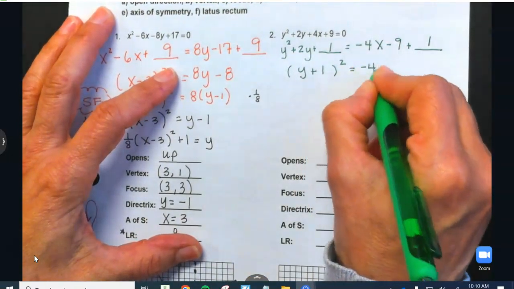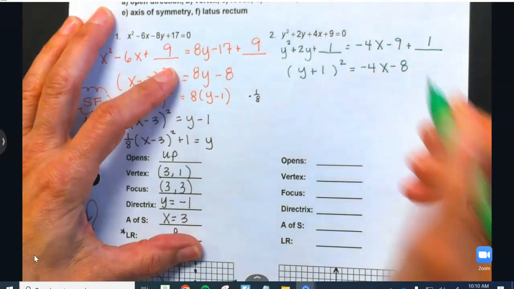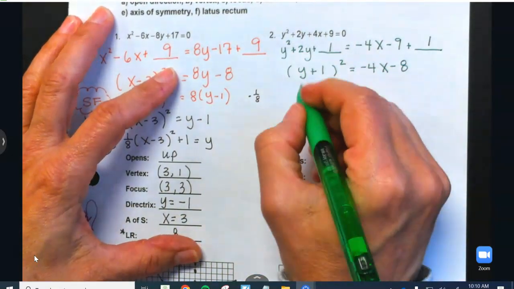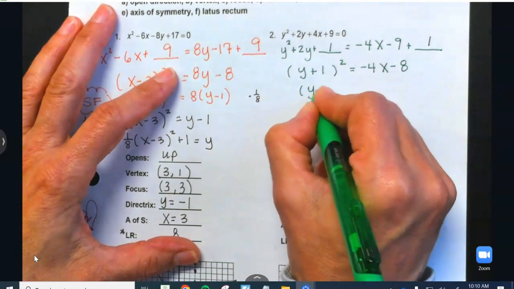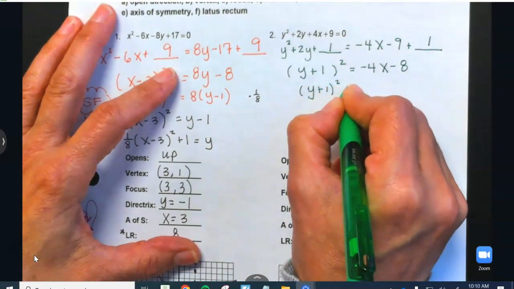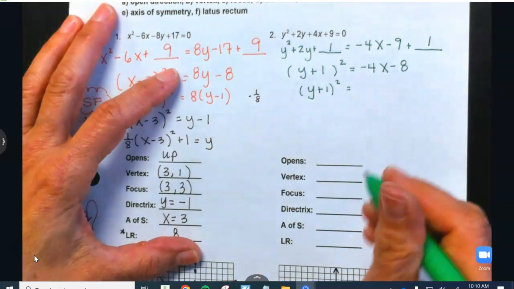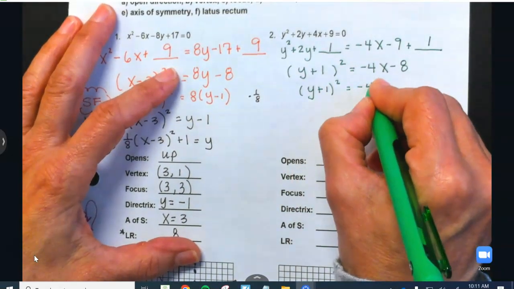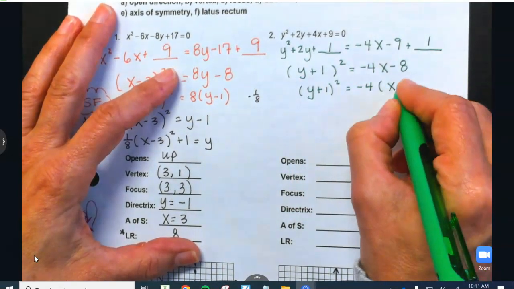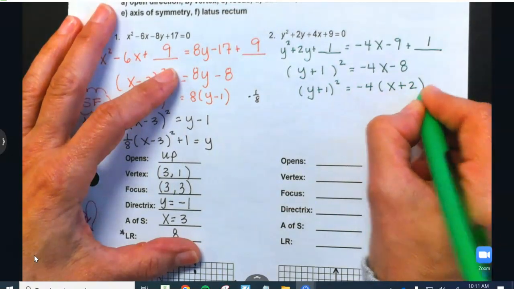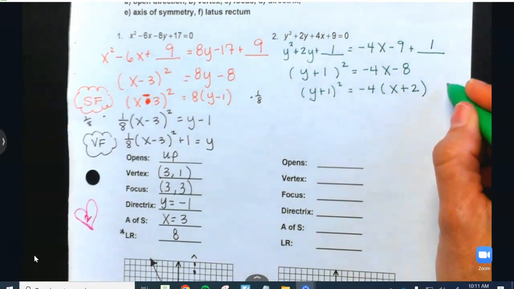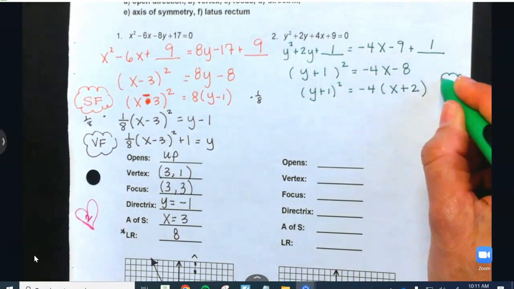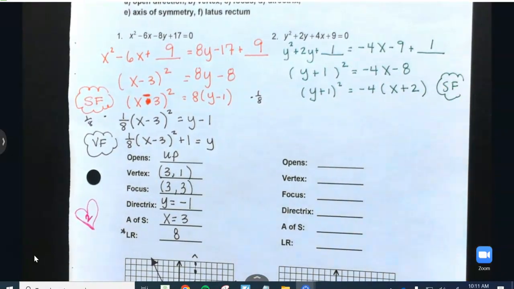All right, let's clean up the right side. It's going to be negative 4x minus 8. Remember, that is no form whatsoever. We're about to factor out that negative 4 on the other side. When you factor out a negative, don't forget to change the signs. Cool, that's standard form. I'll just put SF right here. And then once we solve for x, that's vertex form, and then we're ready to graph.